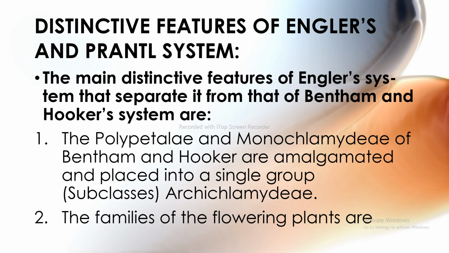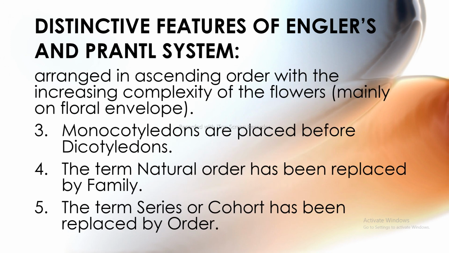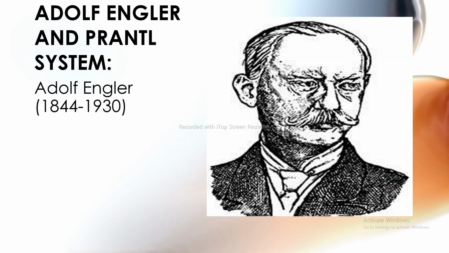Next I am going to discuss the distinctive features of the Engler and Prantl system. The main distinctive features of Engler's system that separate it from Bentham and Hooker's system are: first, the Polypetalae and Monochlamydeae of Bentham and Hooker are amalgamated and placed into a single group, subclass Archichlamydeae. Second, the families of flowering plants are arranged in ascending order, with increasing complexity of the flowers, mainly of the floral envelope. Third, monocotyledons are placed before dicotyledons. Fourth, the term natural order has been replaced by family. Fifth, the term series or cohort has been replaced by order. Adolf Engler and Prantl system. Adolf Engler, the time period was 1844 to 1930, as shown in the figure.